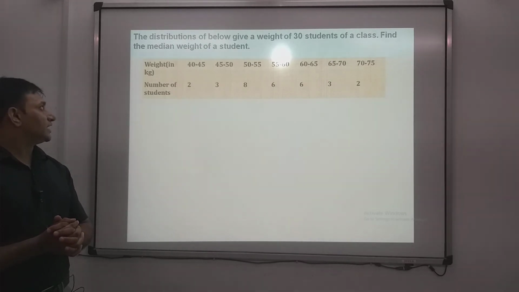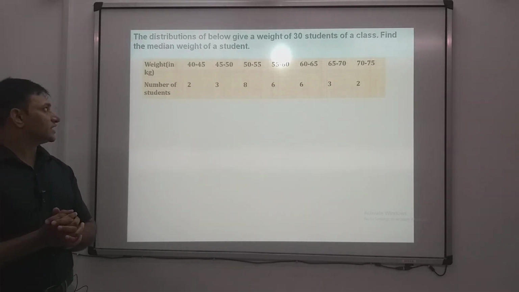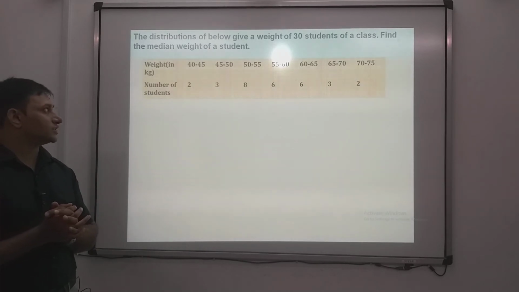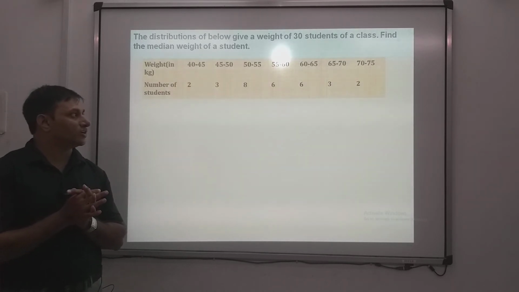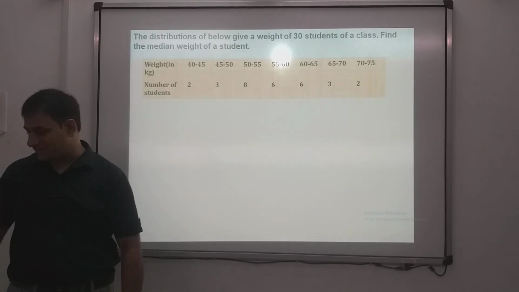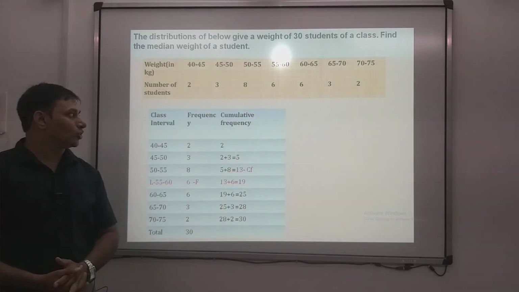The class and the number of students have been given, the weights of 30 students in a class. Put the classes and frequencies and prepare the cumulative frequency of less than type. Students, the first step is to prepare the cumulative frequency of less than type. Let me have a look over here.